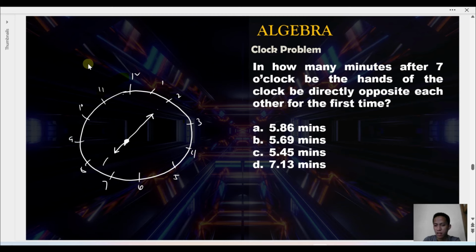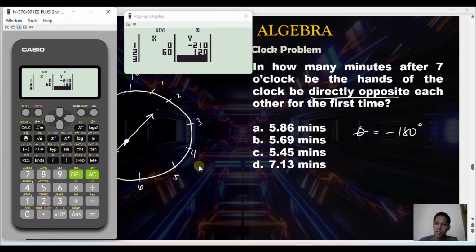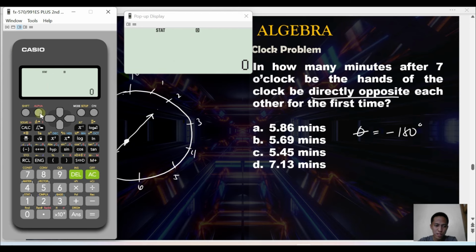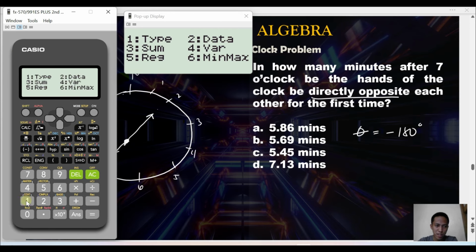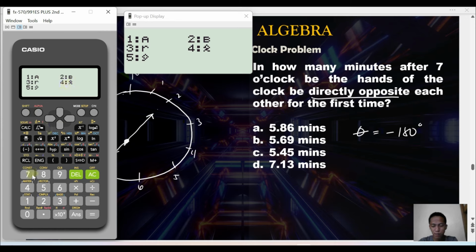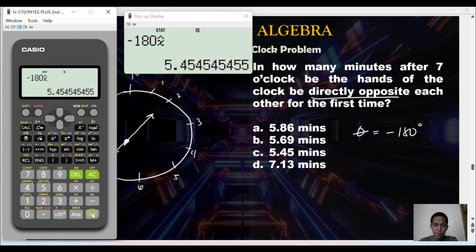So, what is the angle kapag directly opposite? So, straight line yan guys, yung angle natin dyan, theta, is negative 180 degrees. Okay? So, input natin dito. Hinanap natin is the time. Okay? So, x yun. So, after you input the values, so, press AC and shift, stat, regression. So, x yung hinanap natin. So, 4. So, what is the angle? Negative 180. So, opposite. So, that is 5.45 minutes. So, letter C.